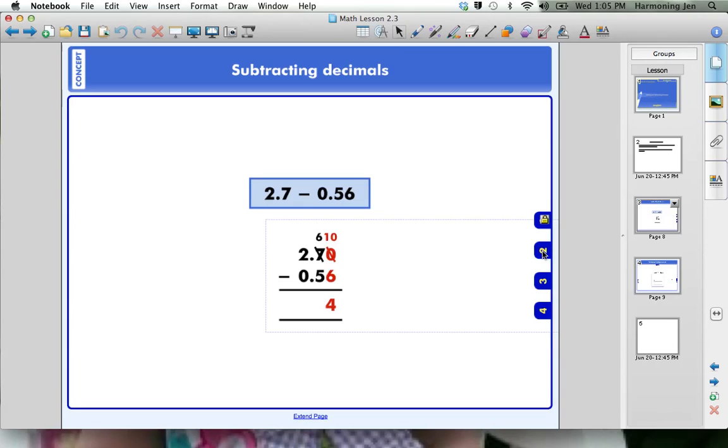Now if we go to the next column, we've got 6 minus 5 now. We can do that. We can take 5 away from 6. So 6 minus 5 is 1.